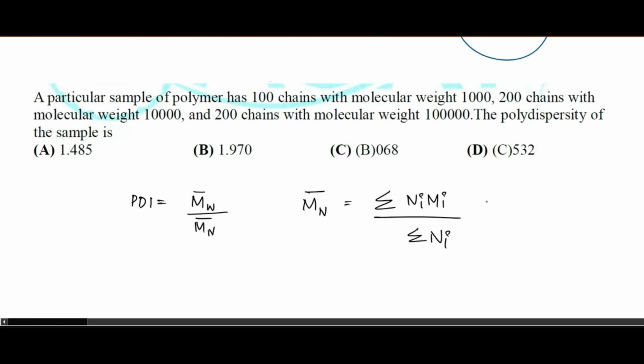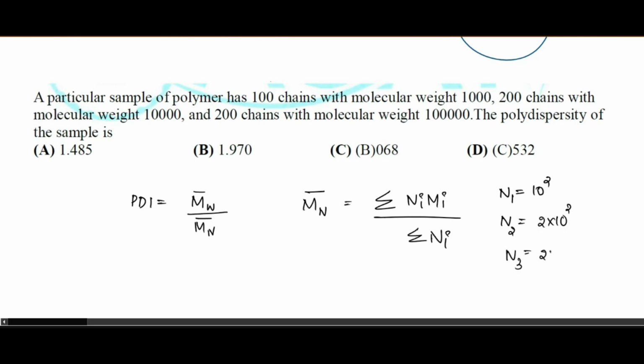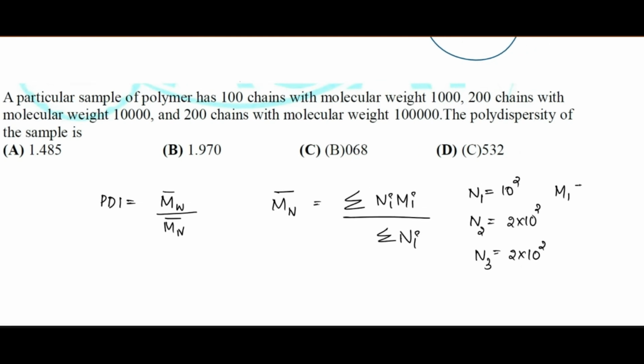Now see what is given. What is N1? N1 is 100 chains. Let's put 10 to the power 2, that is easier. N2 is 200, 2 into 10 to the power 2. And N3 is also 200. Corresponding weight? Weight is 10 to the power 3. The second one's weight is 10,000, 10 to the power 4. The third one's weight is 1 lakh, 10 to the power 5.